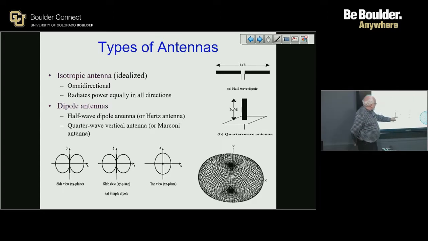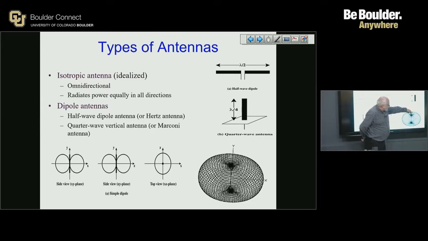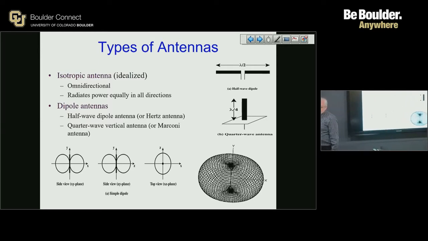In fact, you can see with this dipole antenna, when you look straight down on that quarter wave, there's no signal coming out of it at all. It has very low gain vertically.